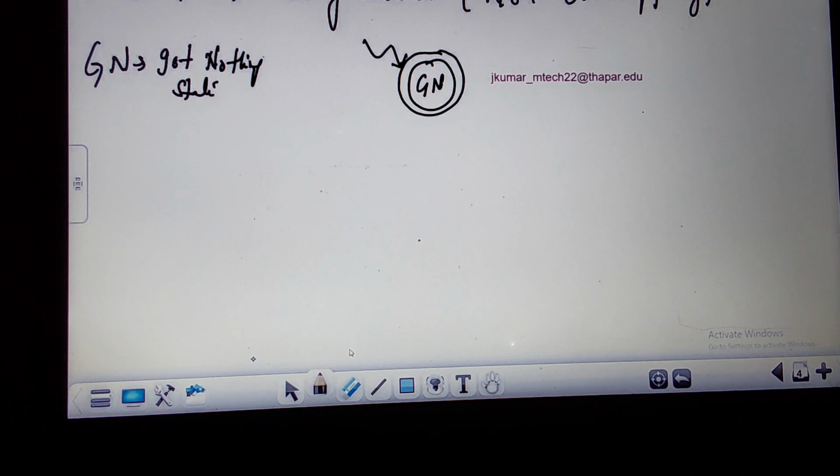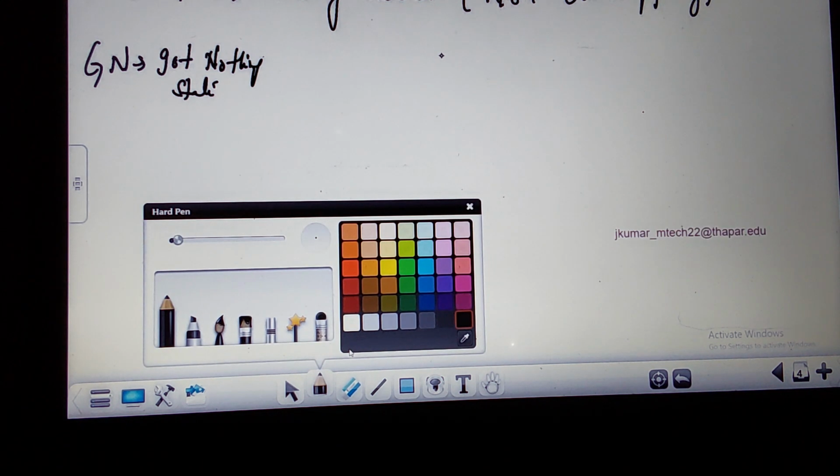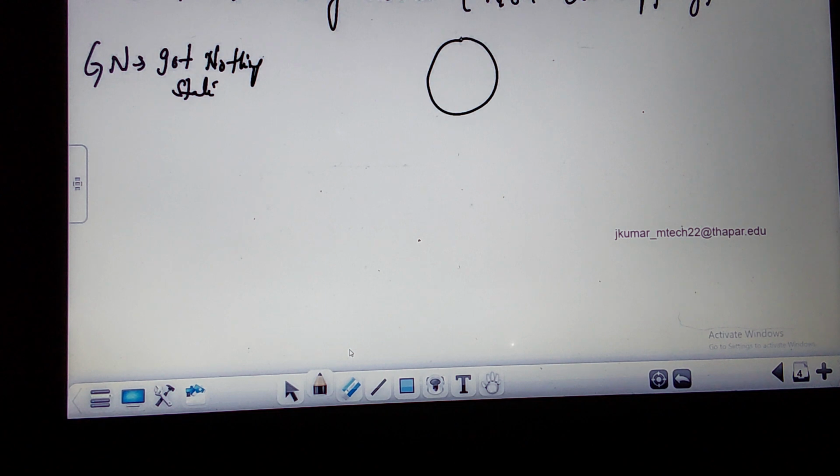Now I have to write it for the Mealy model. What is a Mealy model? It is where the output depends on the present state and the present inputs. The first initial state is the Got Nothing state, and this arrow indicates it is the initial state. It indicates that I have not received or detected any pattern. If the Got Nothing state receives 1, which state does it go to? A state diagram is a diagram which gives the relationship between one state and the next state. If the Got Nothing state receives 1, it goes to the next state.